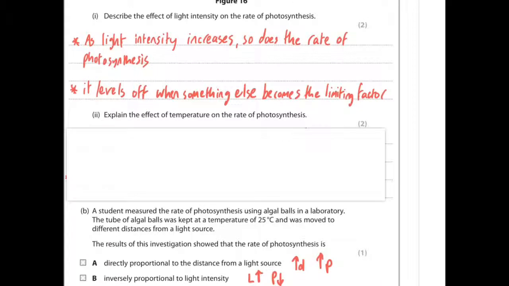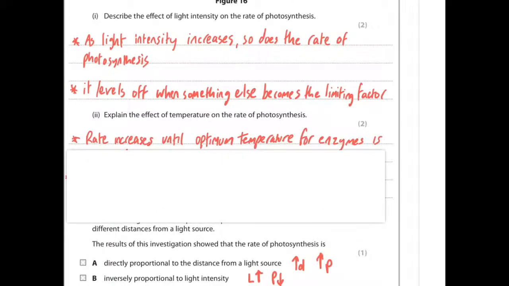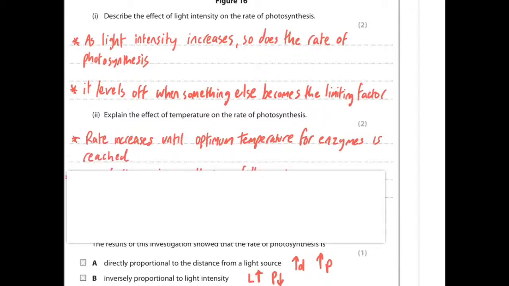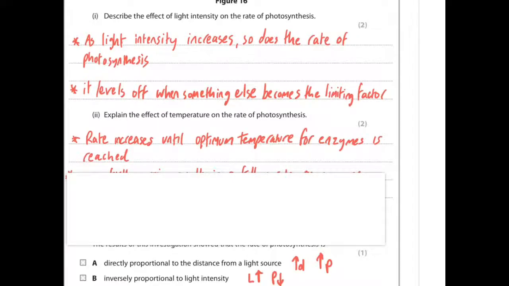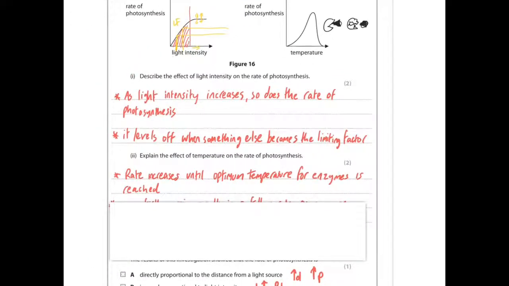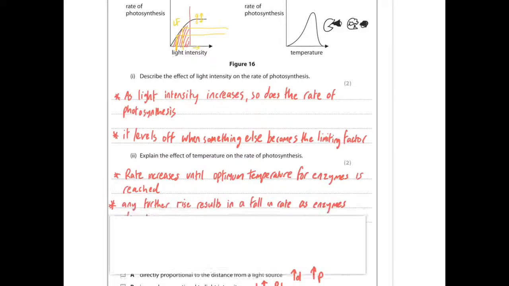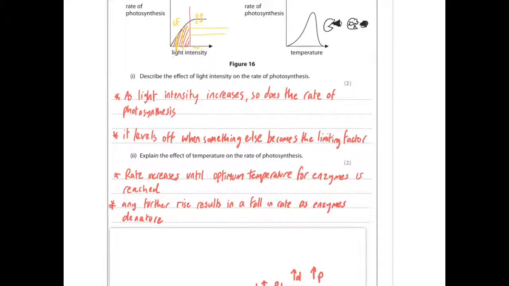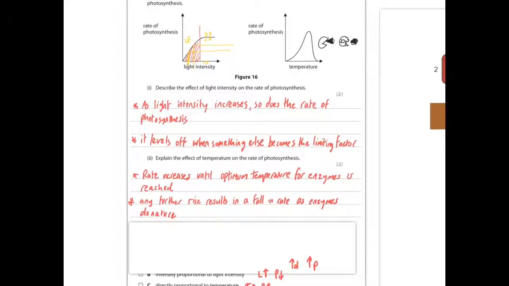So where do the marks come from? Firstly, the rate increases until the optimum temperature for the enzyme is reached. So we're saying that it increases, but afterwards, any further rise results in a fall in the rate as enzymes denature. Now, you could make this a 4 or 5 or 6 mark question if you wanted, but this is only 2 marks, so you have to be very concise with what you're trying to say. Rate increases until optimum temperature. That's optimum. That's where it happens fastest.